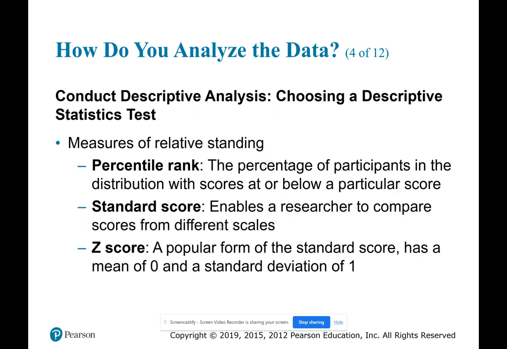Next, in descriptive statistics, they also measure relative standing, which describes one score relative to a group of scores through percentile rank, standard scores, and z-scores. So a standard score lets you compare scores from different scales. A percentile rank is the percentage of participants that are at or below a particular score. And then a z-score lets you compare scores from one instrument to another instrument. Okay.